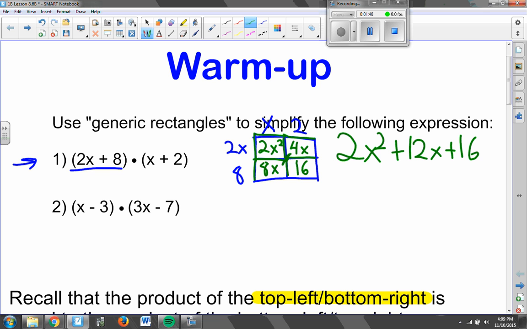All right. Now I would like you to look at the second one. So pause the video, take a look at that second warm-up problem. Use a generic rectangle to simplify that into this type of quadratic here. So pause the video, take a look at number 2, start it again, and I will show you that answer so you can check your work.